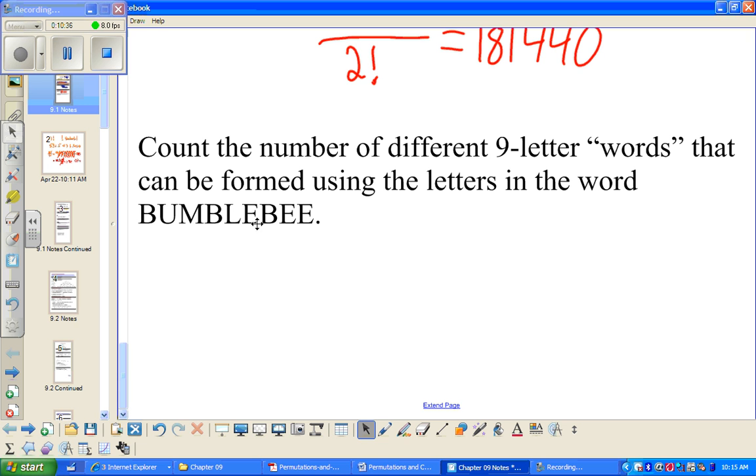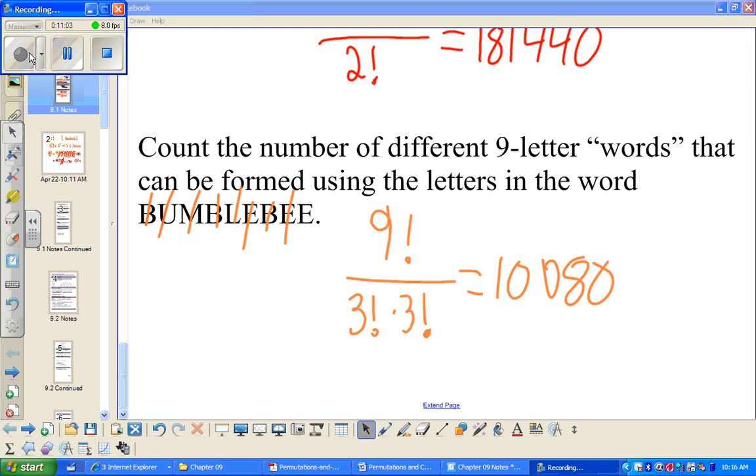1, 2, 3, 4, 5, 6, 7, 8, 9. So I got 9 letters here. I'd do 9 factorial divided by, let's see, B's, 1, 2, there's 3 B's, so I need a 3 factorial. U, there's just 1, so it'd be like putting a 1 factorial on the bottom of that, which just equals 1, so I don't have to do that. Same with that, same with that. There's 3 E's also, so now I have to multiply by 3 factorial again on the bottom.